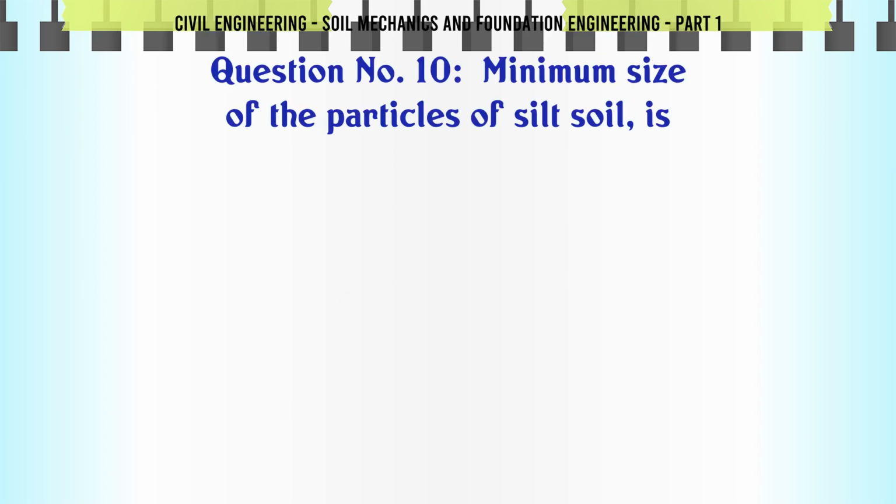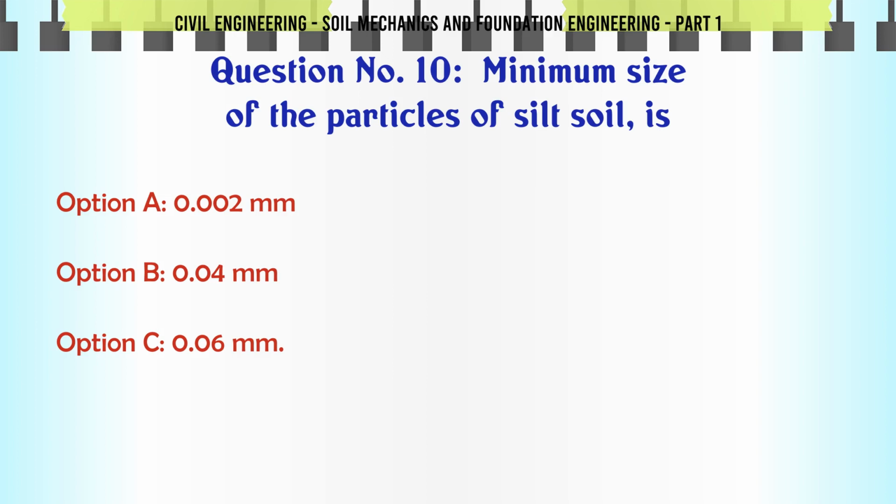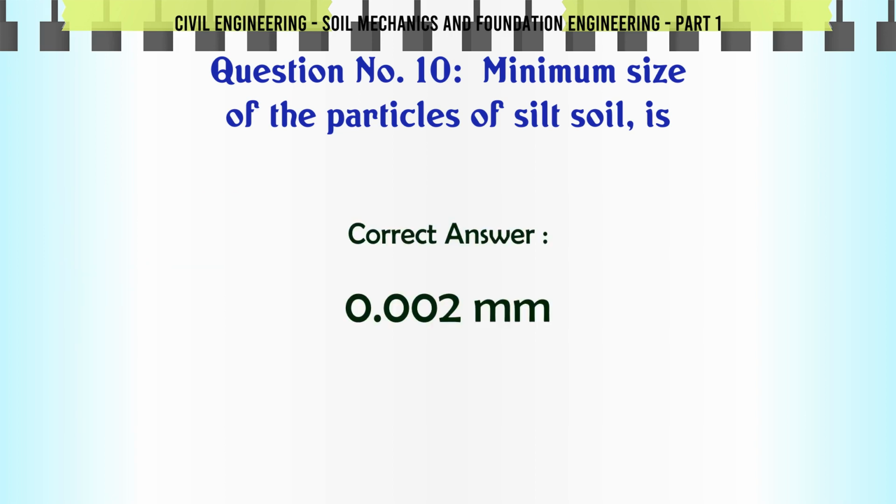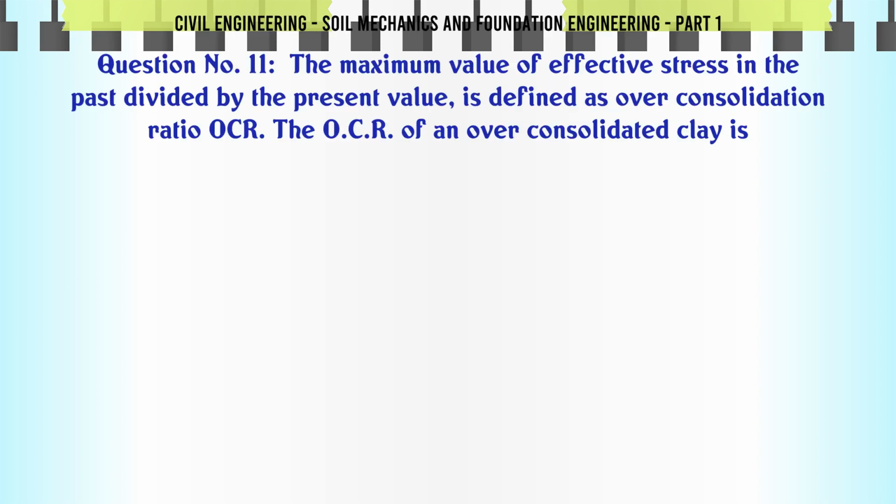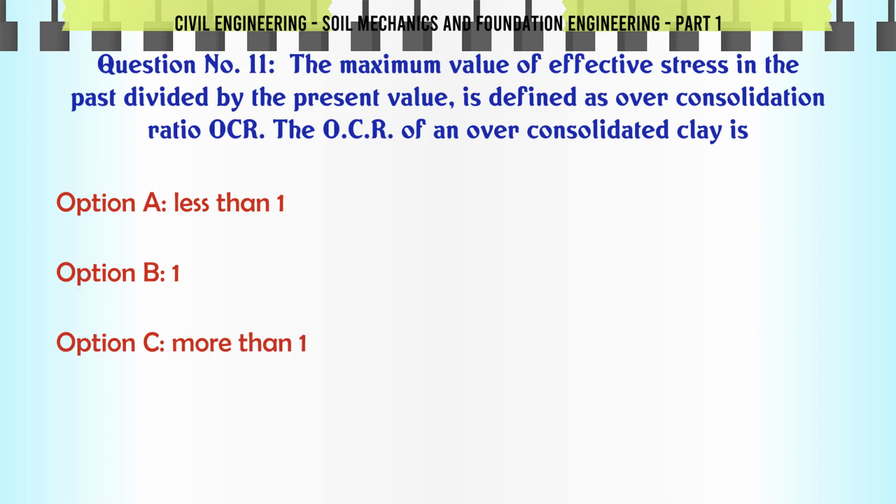Minimum size of the particles of silt soil is A. 0.002 mm, B. 0.04 mm, C. 0.06 mm, D. 0.08 mm. The correct answer is 0.002 mm.